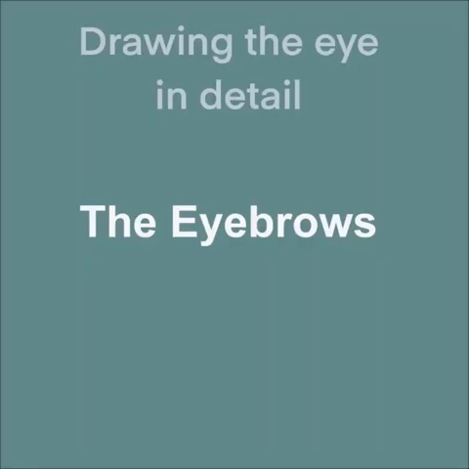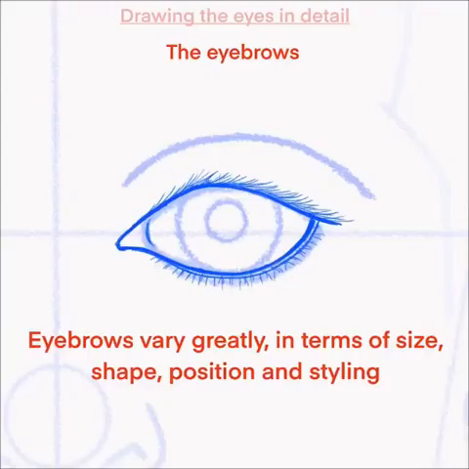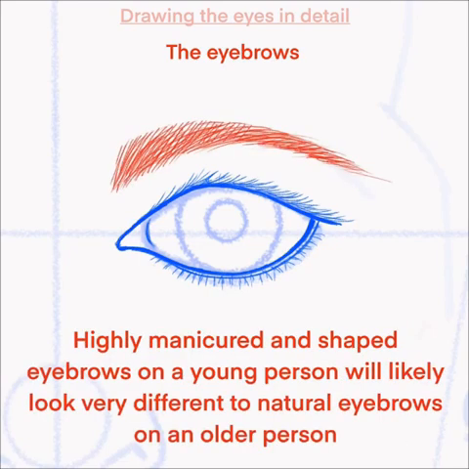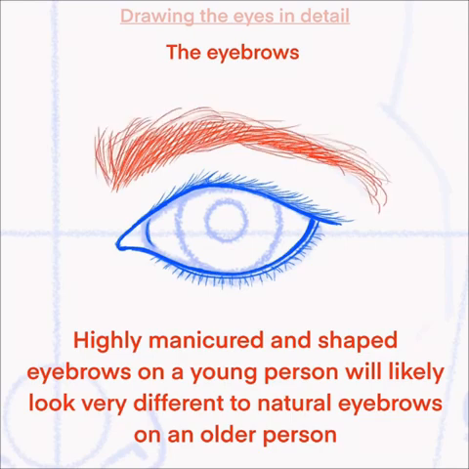The eyebrows. Eyebrows vary greatly in terms of size, shape, position, and styling. Highly manicured and shaped eyebrows on a young person will likely look very different to natural eyebrows on an older person.